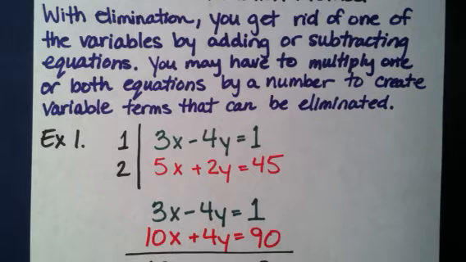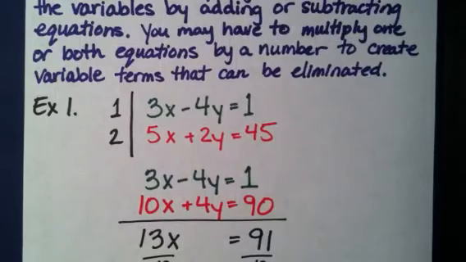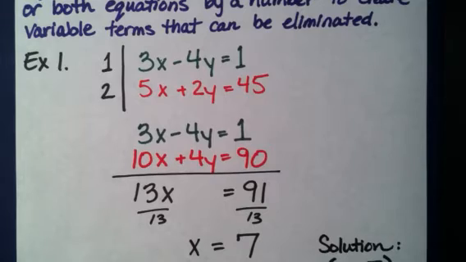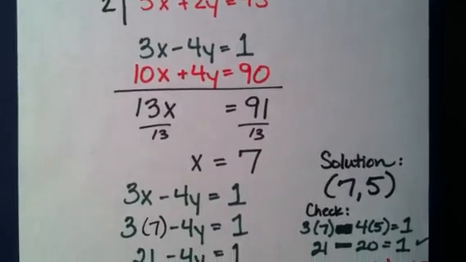The reason I did that is because it makes it so that the y's will then eliminate when I add the equations. 3 plus 10 becomes 13. 90 plus 1 becomes 91. I'm going to divide both sides by 13, and I get that x equals 7. Then I'm going to take that number and plug it back into one of the equations, and I'm going to solve for y.